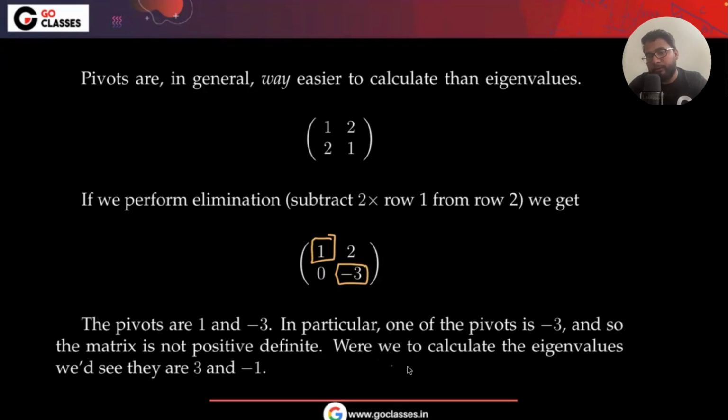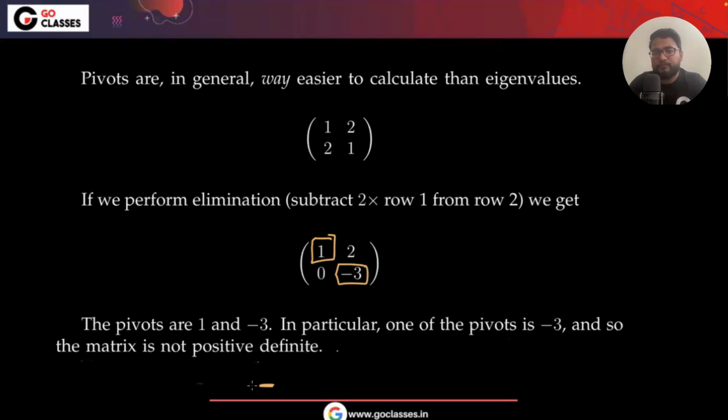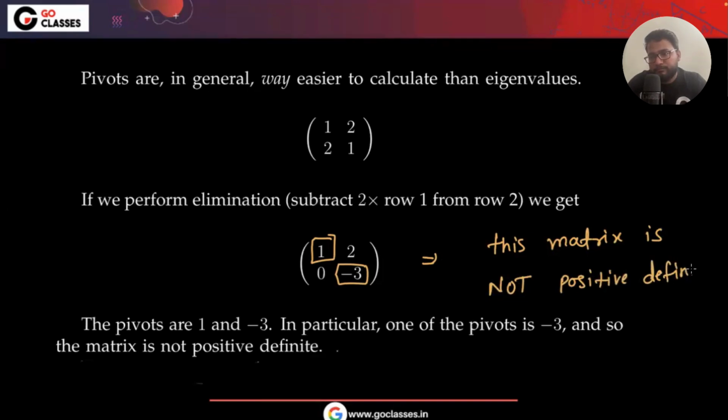If we were to calculate the eigenvalues, they would come out to be 3 and minus 1. It is just a coincidence that the eigenvalues are almost similar to the pivots, but it need not be. Here the pivot is 1 and the eigenvalue is coming out to be minus 1. If the pivot is minus 3, the eigenvalue is 3. Anyway, we are not interested in calculating eigenvalues, so let's not worry about them. Given these pivots, can you tell me whether this matrix is positive definite or not? Yes, this matrix is not positive definite.